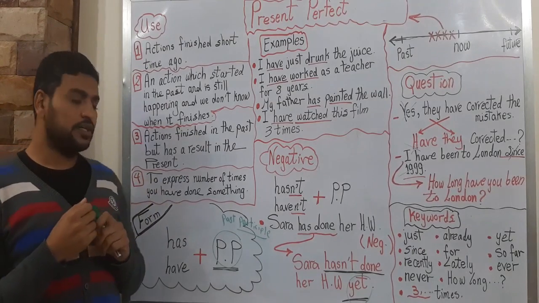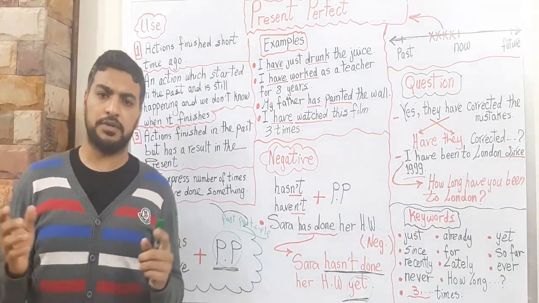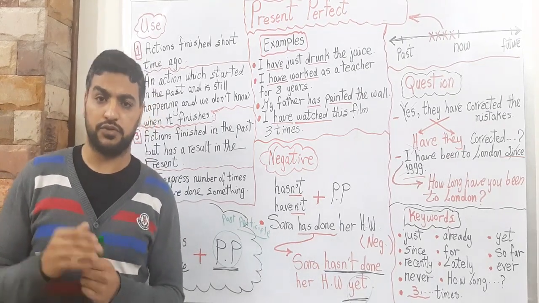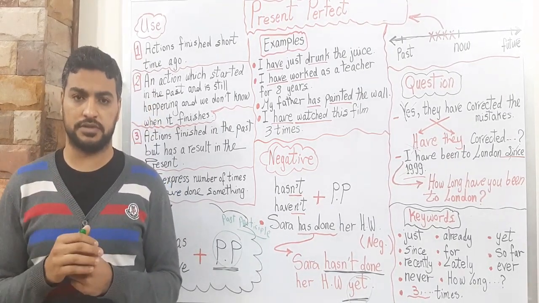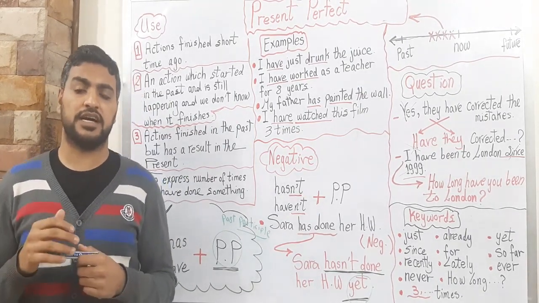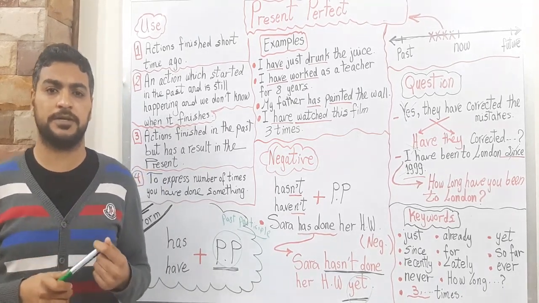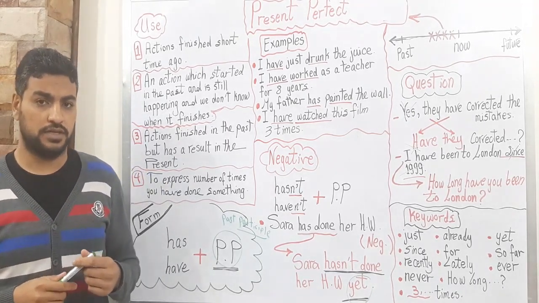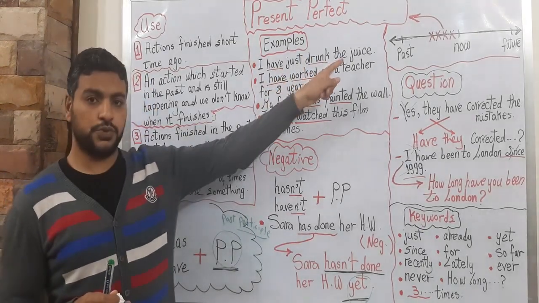Number four, to express the number of times of something you have done. For example, I have watched this movie 3 times. I have visited this country 5 times. So when I talk about the number of times, I use present perfect. So again, the examples: I have just drunk the juice.